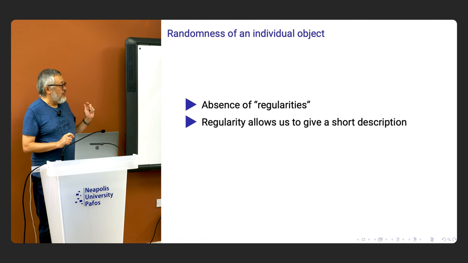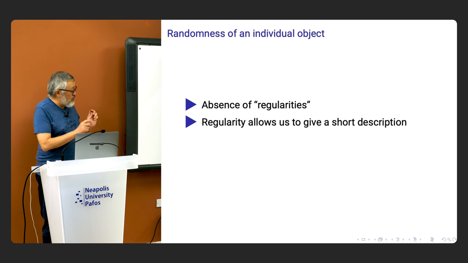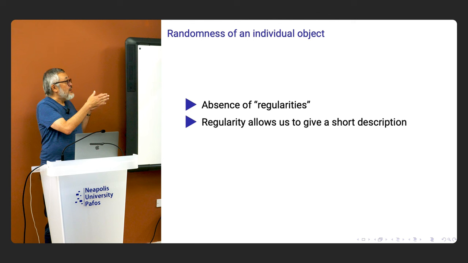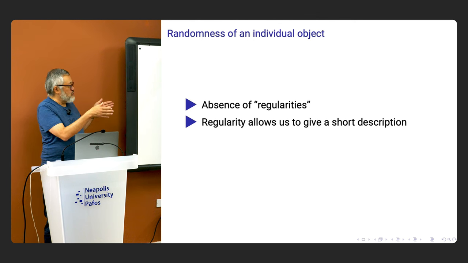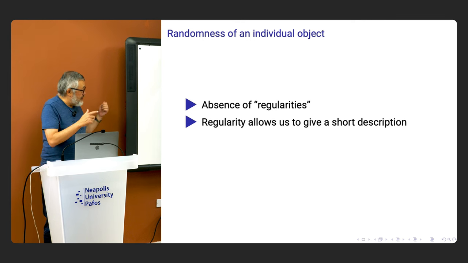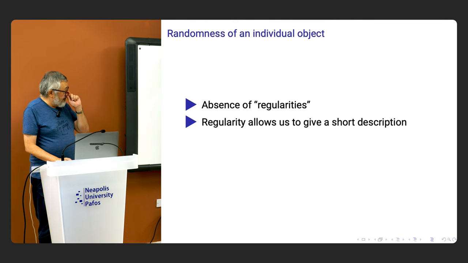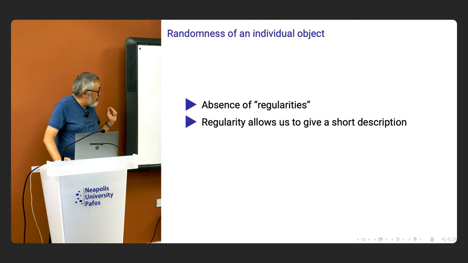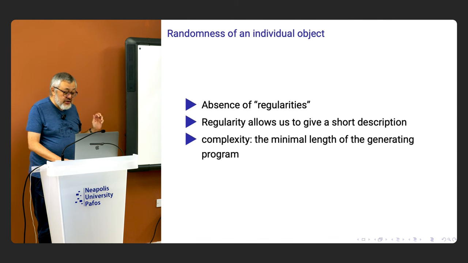We can now just use some zip program to compress it, but you can also have a short description: 133 zeros, then one, 257 zeros, then one. And this is much shorter than describing the sequence bit by bit. So randomness of an individual object is the absence of regularity or the absence of a short description.